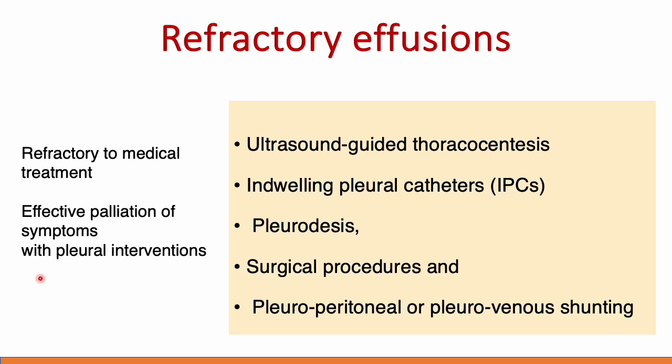What are the options of management that we have here? One option is to repeat ultrasound-guided thoracentesis. Whenever the patient gets symptomatic, you can repeat a thoracentesis and the patient will get better for a short while and may have symptomatic relief.